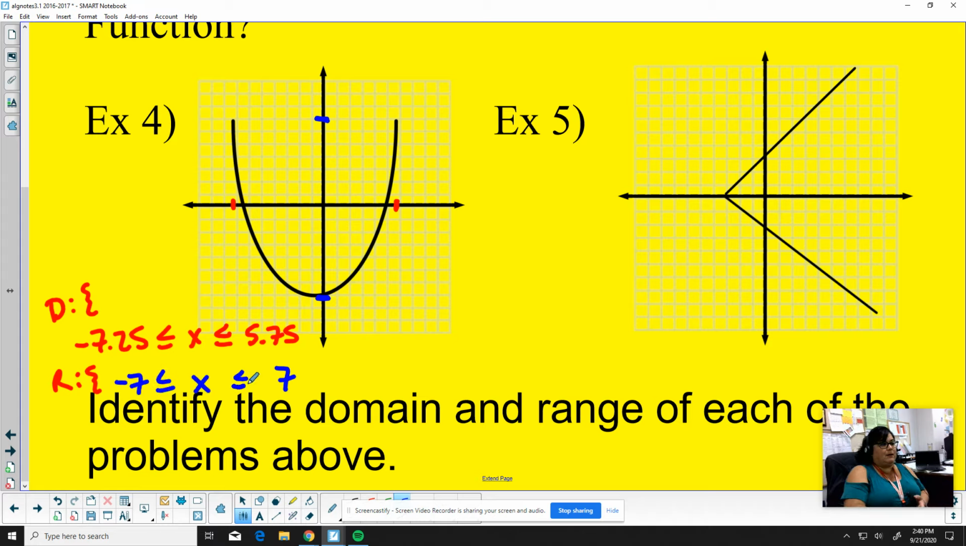So again, I put less than or equal to and less than or equal to, because it's below 7 and it's above -7. If I do this one, it's the same thing. There are no arrows. Let's actually put some arrows on here so we can do one that's all real numbers.